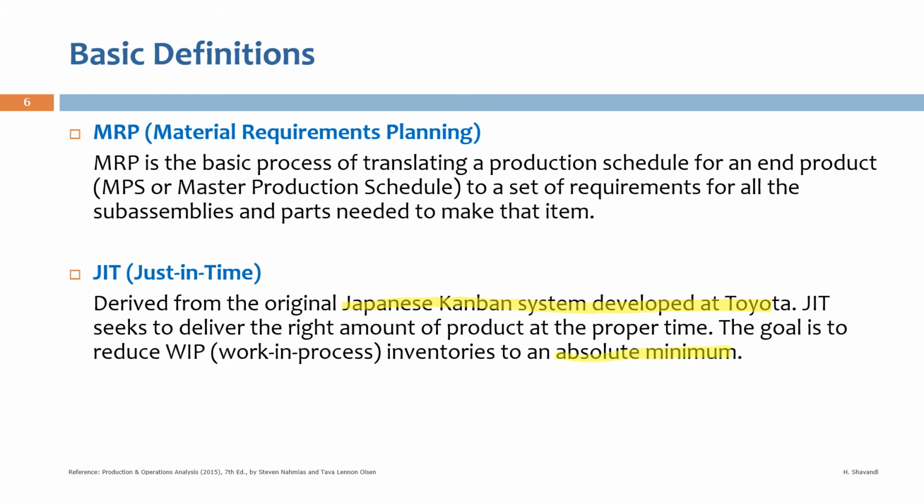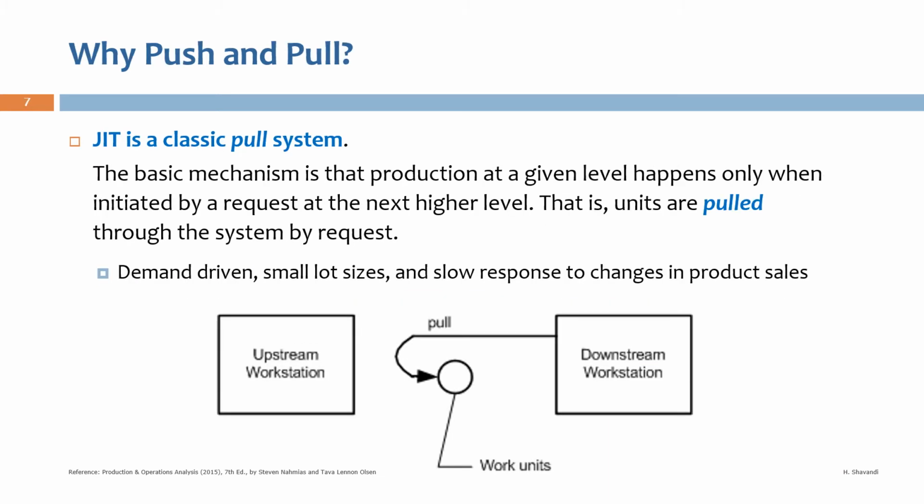So we may not reach zero-level inventory, but we'll try to reduce the level of inventories in the work in process as much as possible. So this is called just in time. Okay, so just in time is a classic pull system.